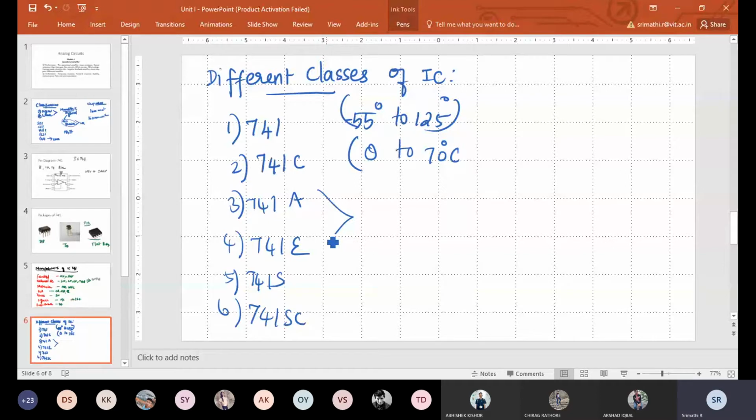With higher slew rate. Commercial grade op-amp with higher slew rate. Right. So next is your operational amplifier.